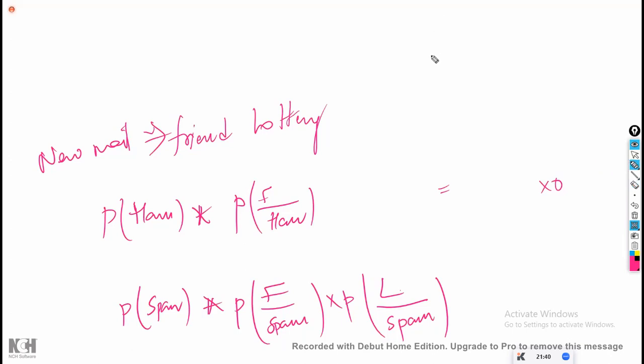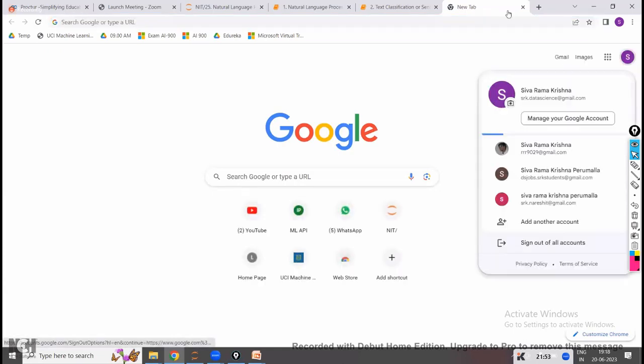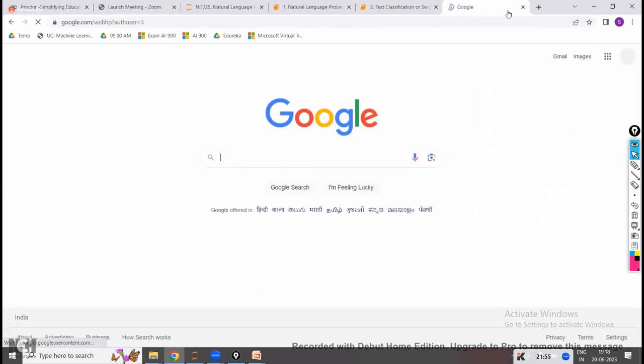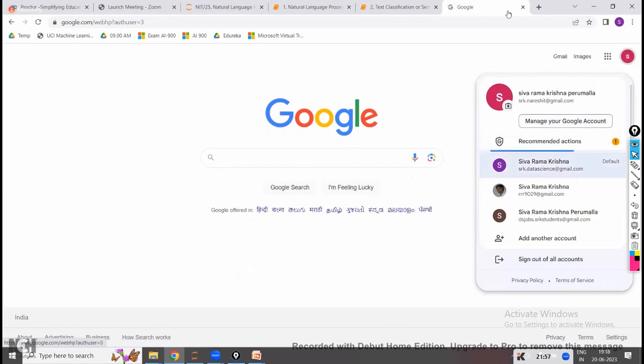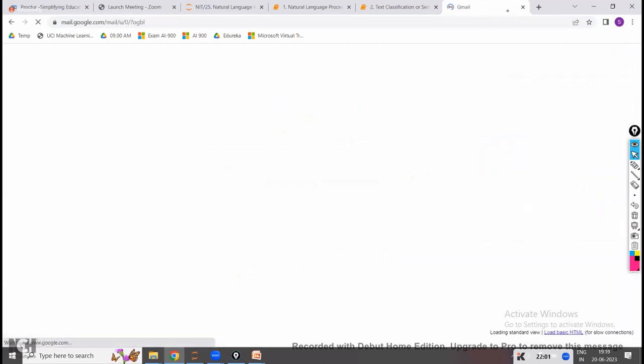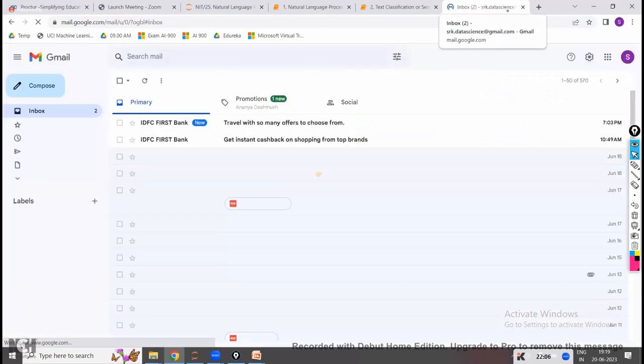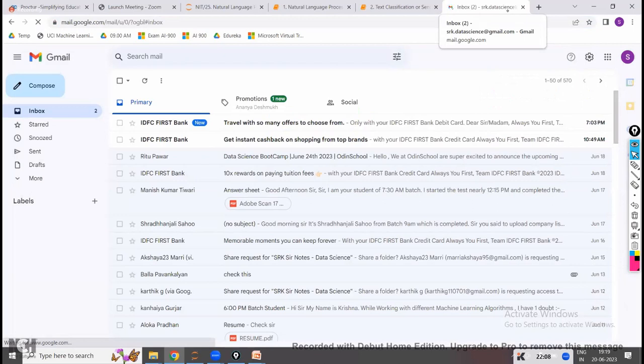For example, for this new mail, you are classifying it. Let us open like this. I'm opening my mail, srk.datascience. So this is the mail. Here I'm having some mails.